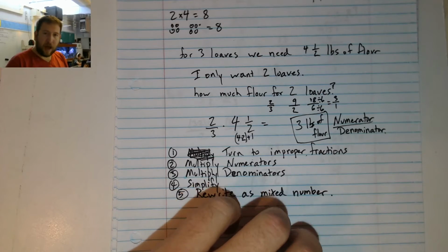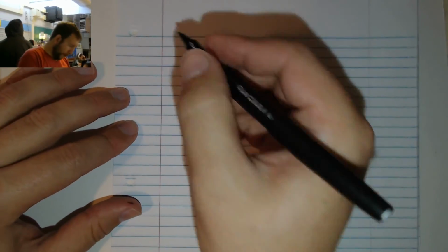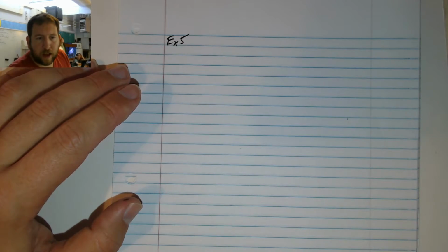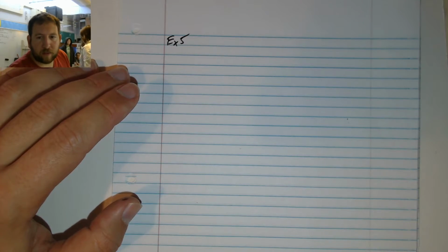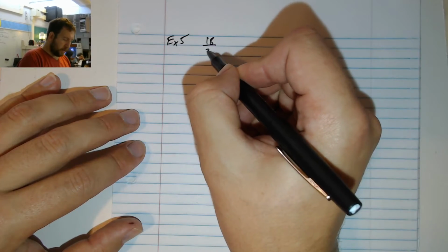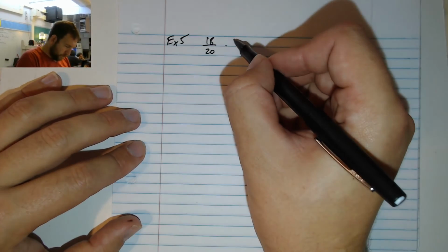Okay? If you feel like you get it and you're good to go, then you can stop taking notes here. I'm going to do one more example if you'd like to take notes. Okay? Let's go with example 5. Let's see. Let's take a look at this one. We're going to do 18/20 times 4/9.